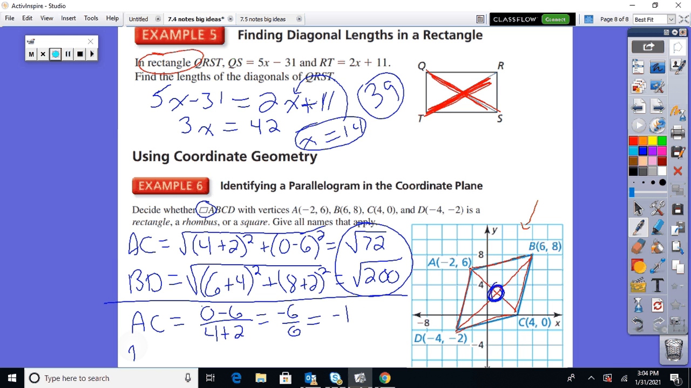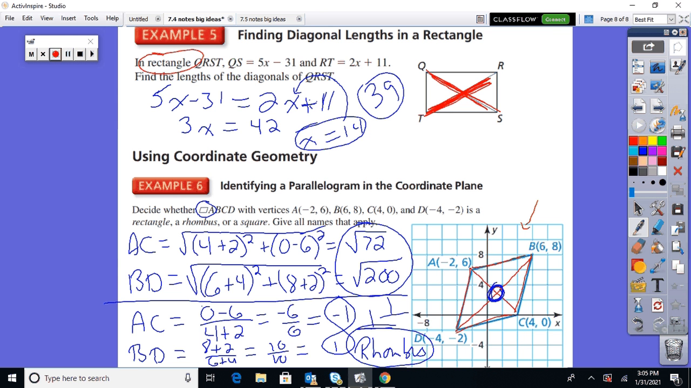So then I'm going to check the slope of BD. And let's see, on top, rise, I'll have 8 plus 2 on top of 6 plus 4. Oh yeah, this looks good. 10 over 10, which is 1. So you know that that means they are perpendicular. So therefore, this indeed is a rhombus. It has perpendicular diagonals that are not congruent.